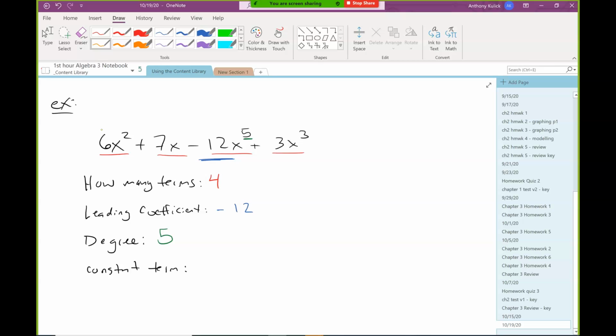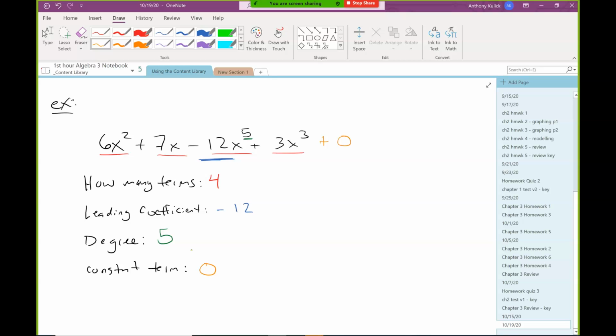There is a constant term here, because what can we always write added to the end here? You could always write in a plus 0, right? So the constant term here in this case, since there isn't anything with no variable attached to it, is just 0.